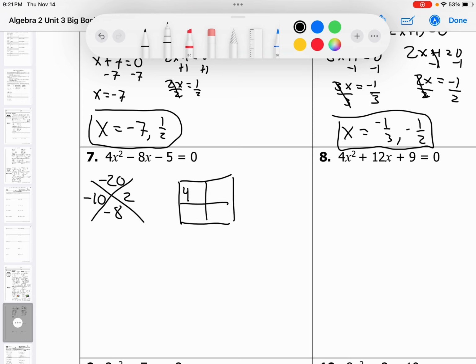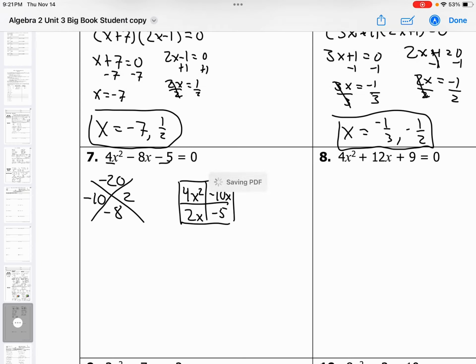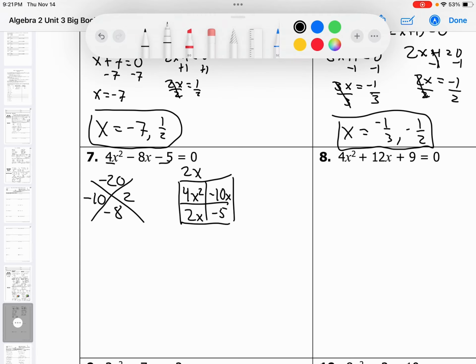where 4x squared would go in the first box and negative 5 would go in the last box, because that is the first and the last term. And then the negative 10 and the 2 would become negative 10x and 2x. We see what these have in common. 4x squared and 2x would have 2x in common. Negative 10x and negative 5 would have a negative 5 in common. So 2x minus 5 is the first factor.